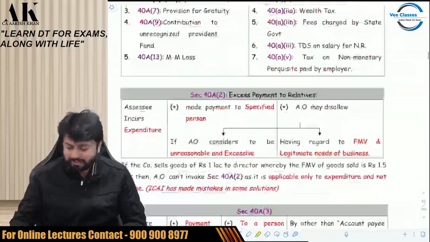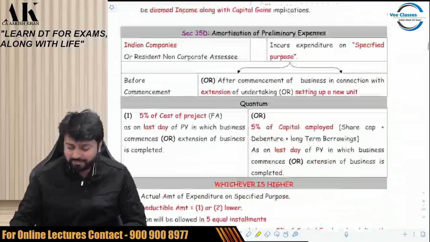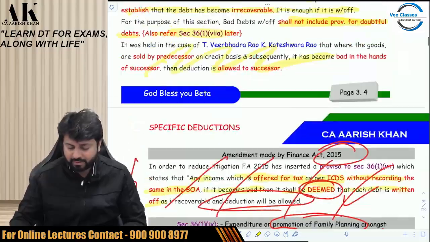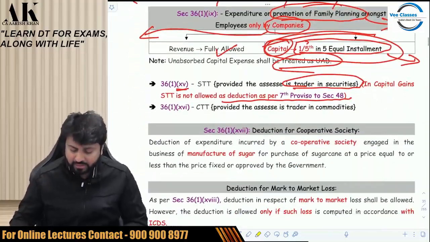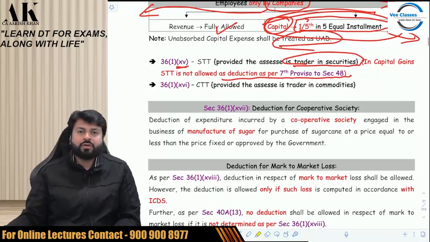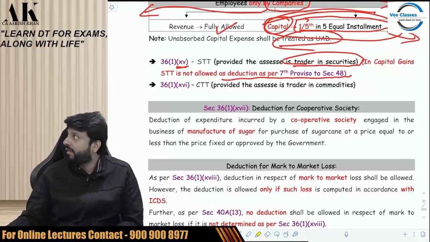So that is something which has been done from my side for your benefit. So you can take maximum benefit out of it. Okay. Now coming to the discussion which we have been doing. If I am a trader in securities, will I get the deduction?